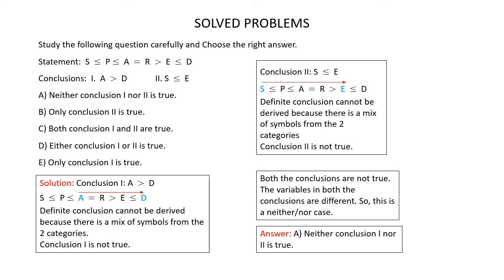Now we have found that conclusion 1 is not true and conclusion 2 is not true. So both the conclusions are not true. And when we look at the two given conclusions, we'll see that the variables in both the conclusions are different. So clearly this is a neither nor case. So the correct answer is option A, neither conclusion 1 nor 2 is true.